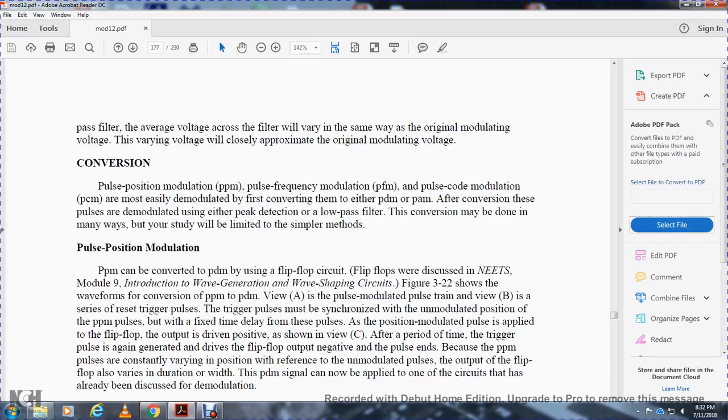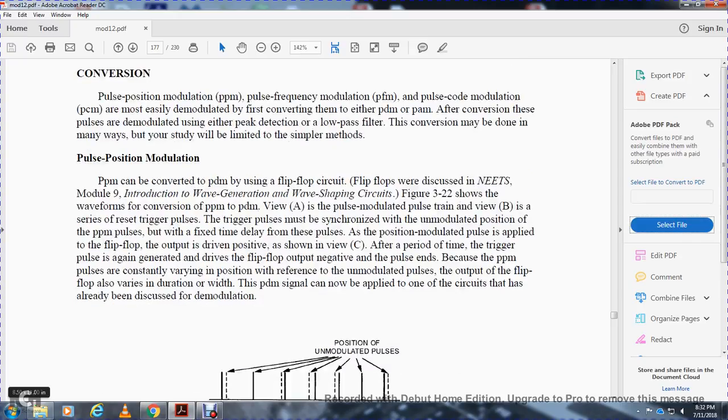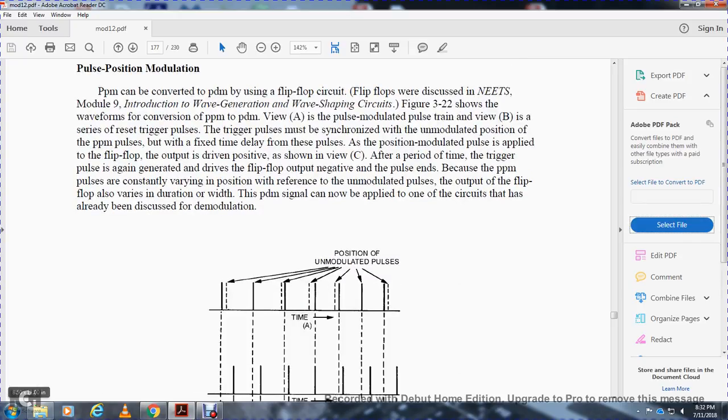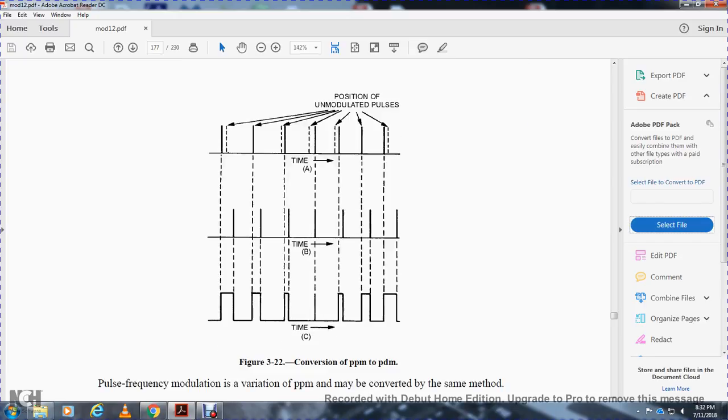The position modulated pulses are delayed within a fixed time delay for these pulses. The position modulated pulses are applied to the flip-flop, whose output is driven positive; after a period of time the trigger pulse is generated, driving the flip-flop output negative. Because the pulse position pulses are constantly varying in position with reference to the unmodulated pulse, the output of the flip-flop also varies in duration. The pulse duration modulation signal can then be applied to one of the circuits already discussed for demodulation. Pulse position demodulation is thus the conversion of pulse position to pulse duration.